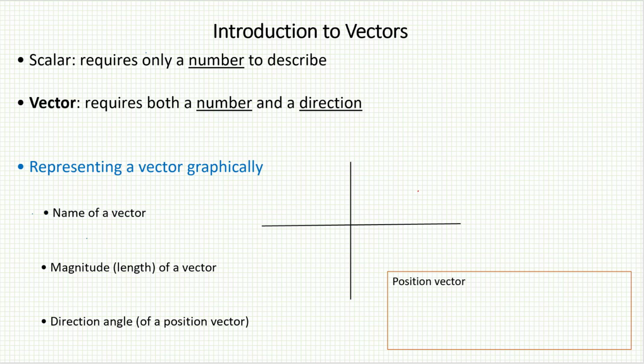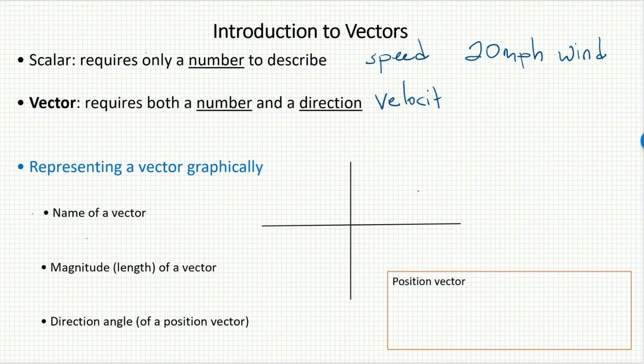Introduction to Vectors. In math, a scalar is a quantity that requires only a number to describe. An example would be speed. If I wanted to talk about a 20 mile per hour wind, I only need the number 20 to describe it. On the other hand, a vector is a quantity that requires both a number and a direction.